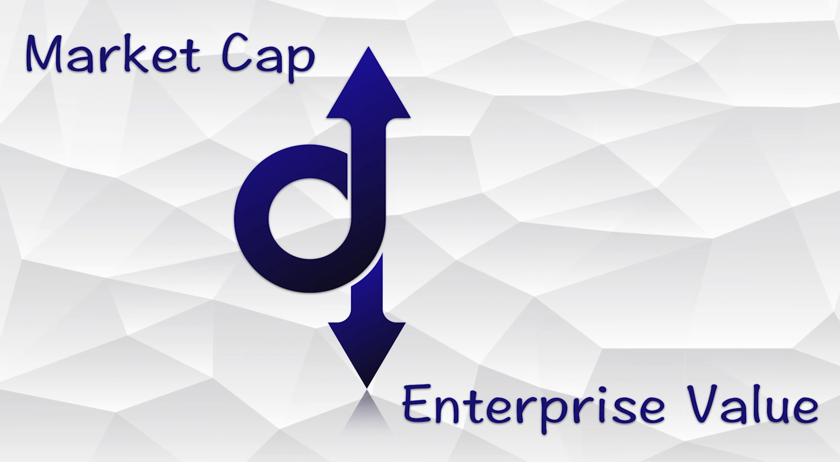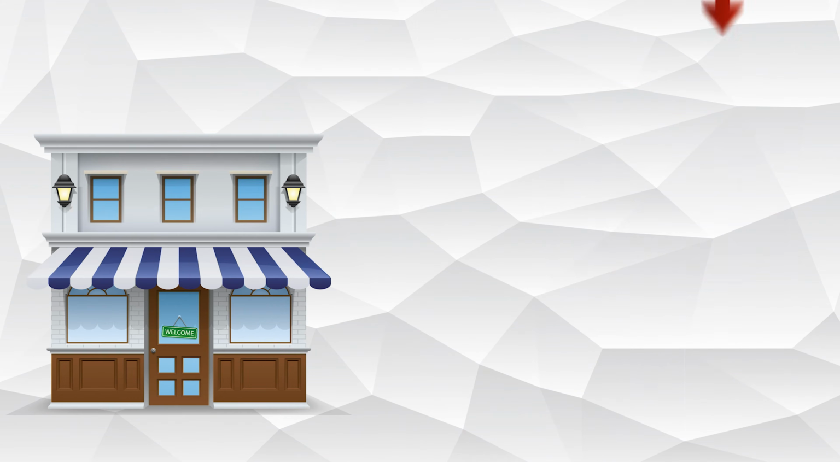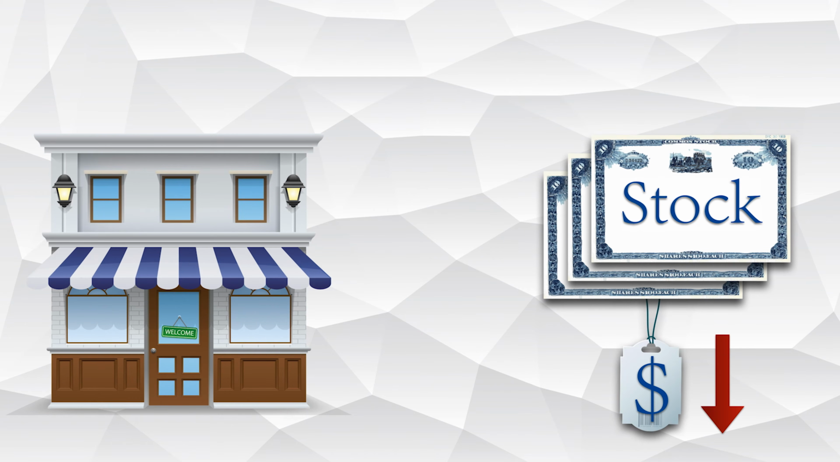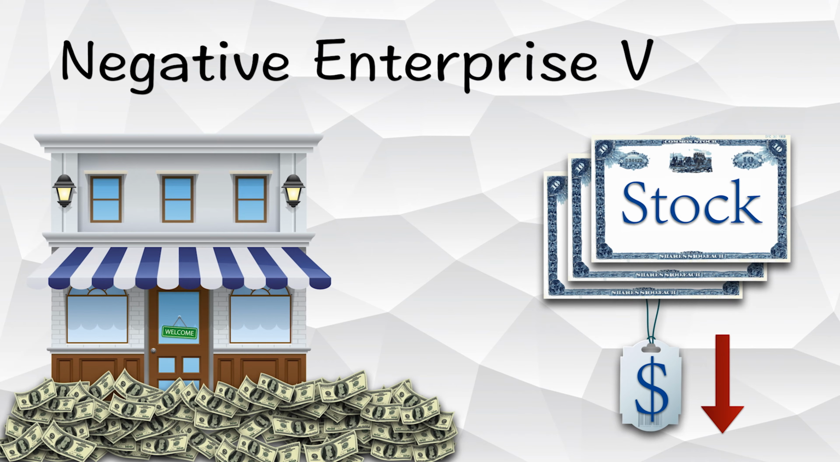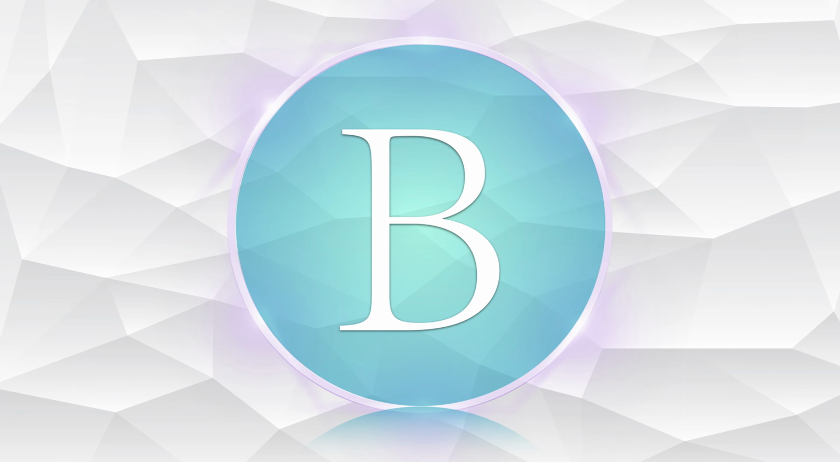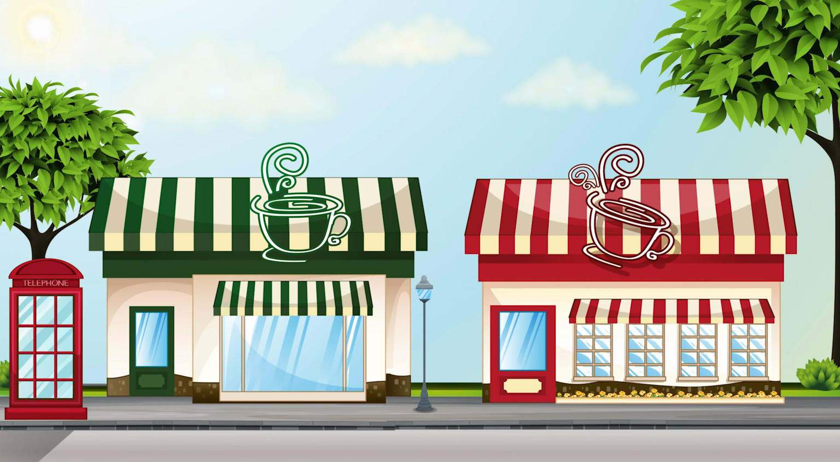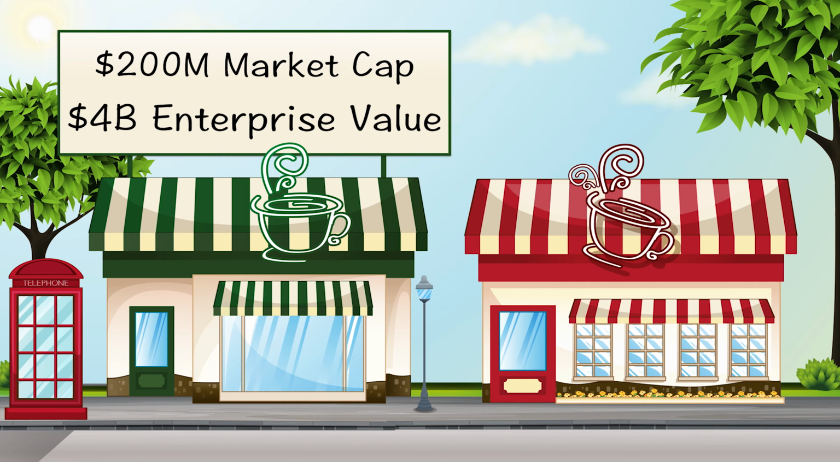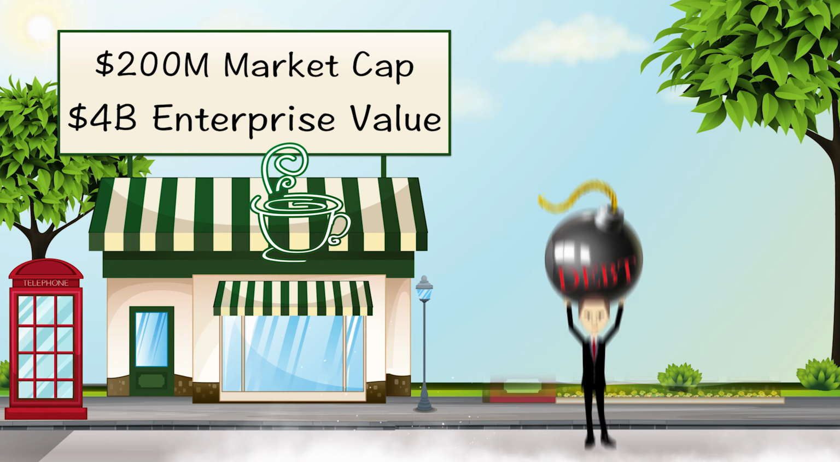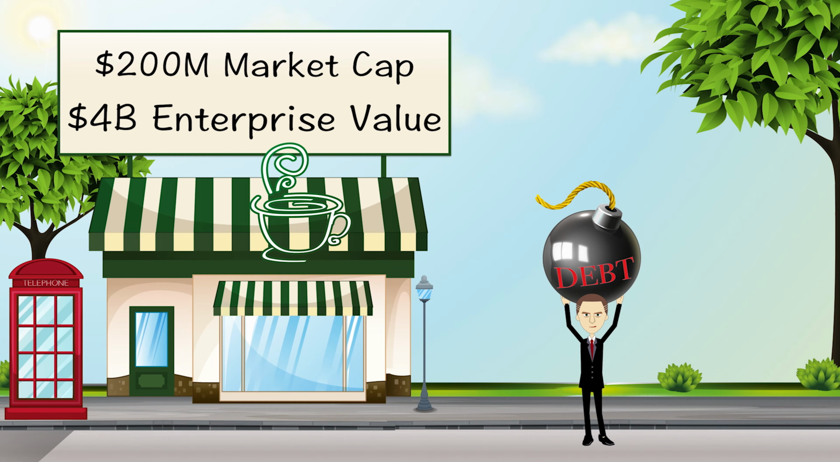Here are two examples. A: A company with a depressed share price, without debt but with a lot of cash on the balance sheet, might have a negative enterprise value, meaning there's more cash than market cap. B: Another anomaly might be a small cap company with a market cap of $200 million that has a $4 billion enterprise value because its owner just completed a $3.8 billion debt-fueled takeover of a competitor.